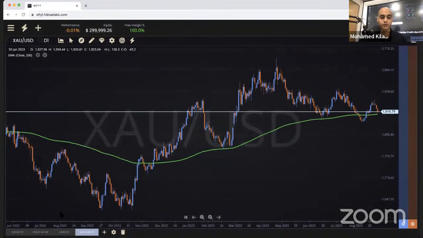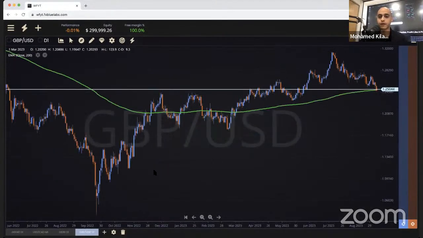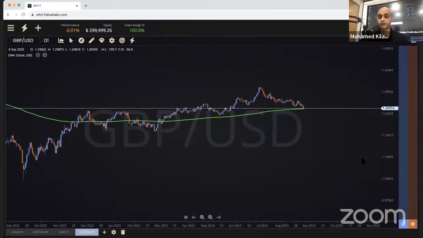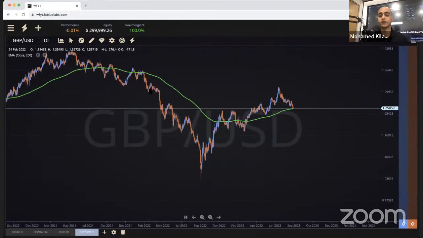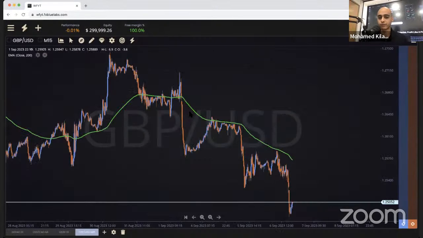For example, choose the asset that I want to trade, which is sterling against the dollar. And then there you have it. We've got my favorite asset now right in front of me. And then you can add in your indicators, the strategy that you use, and then choose the time frame that you're picking for your trades.